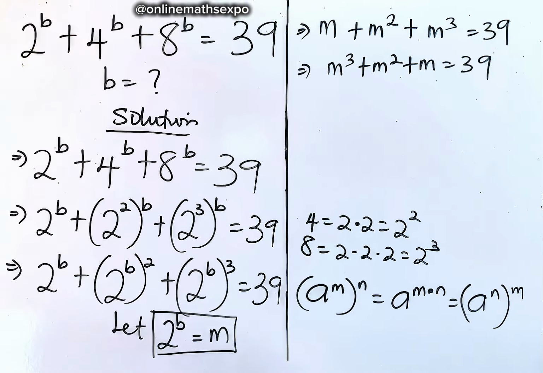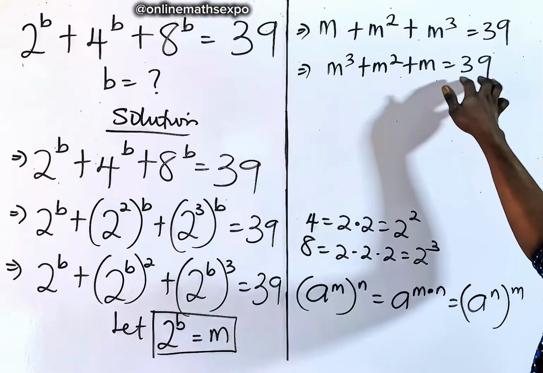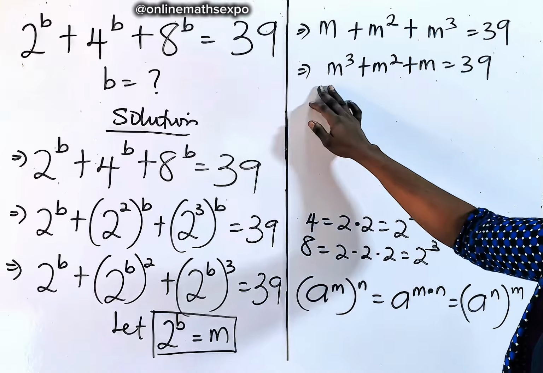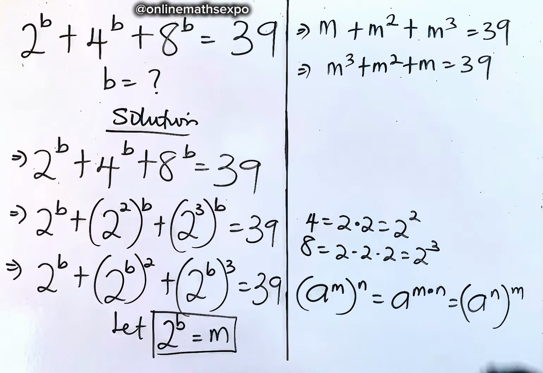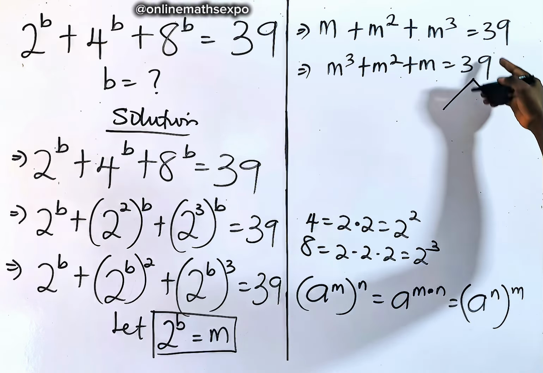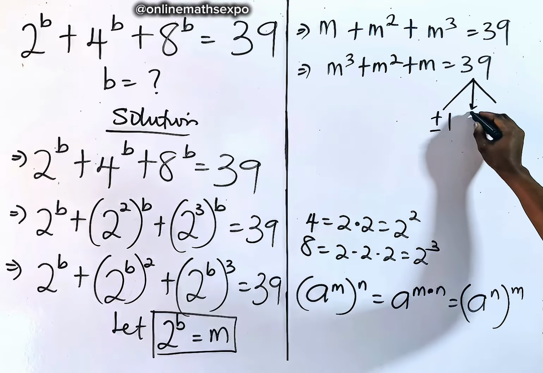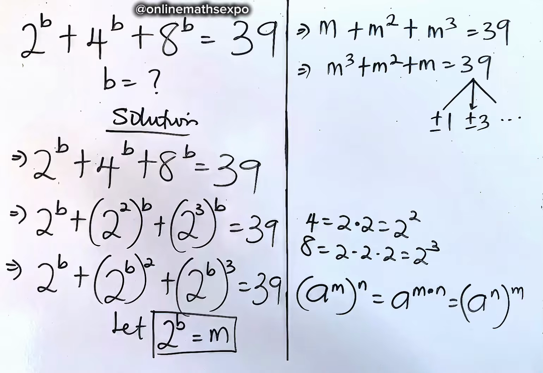Now, what we're going to do is get the factors of this 39. From there, we are going to test for the values that we can assume to be m, such that when we substitute it here, it gives us back 39. Let's do that together. 39 can be divided by plus or minus 1. We can have plus or minus 3. There are so many others, so let's just stop at this.